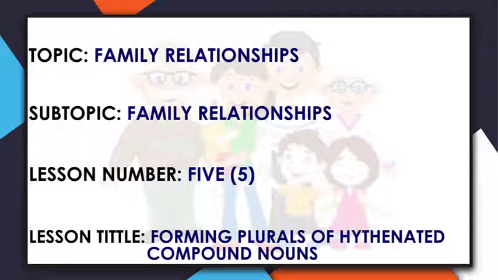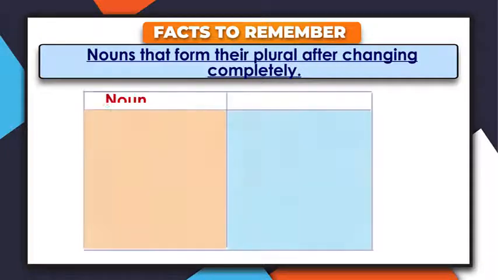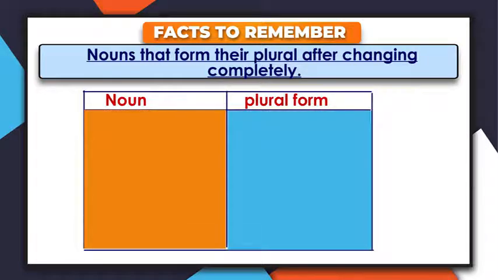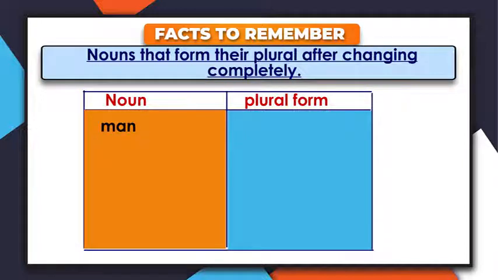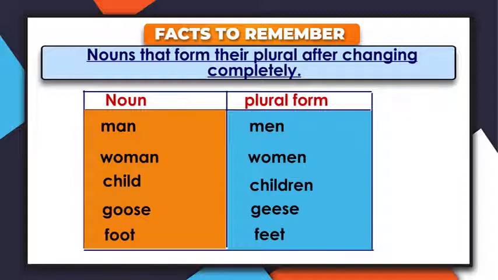My precious viewer, before we go any further, let's first remind ourselves of what we learned in lesson number 4. In that lesson, we looked at nouns that form their plural by changing completely. For instance, we had a noun like man. The plural form of man is men. We had a noun like woman, and the plural form of woman is women. We had a noun like child, which changed to children. We had another noun as goose, which changed to geese in the plural form. We had another noun like foot, which changed to feet.